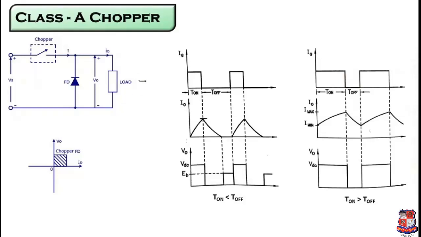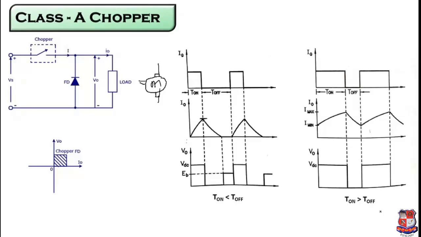Suppose this load is nothing but a motor. Until the DC voltage or output voltage is equal to the back EMF, for that much time current will flow. At the time when the supply voltage, DC voltage, and the back EMF of this motor become equal, no current will be able to flow. As a result, this output current turns to be 0. Again, when the switch is turned on, the current will rise, and similarly the period will go on.